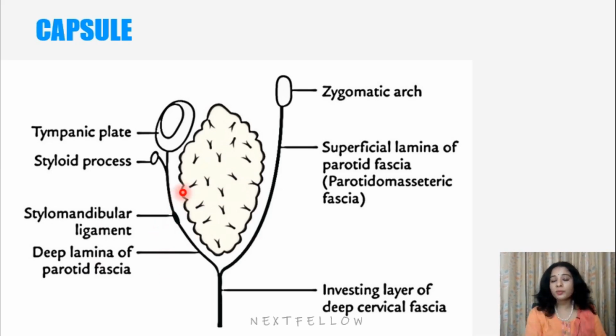So these points are to be noted. The parotido-masseteric fascia is nothing but the false capsule, which is the superficial lamina. It is quite thick and unyielding. If there is any collection of fluid in the parotid gland, it causes severe pain because of this fascia. Then the deeper lamina, which is thin and loose, gets thickened between the styloid process and the mandible to form the stylomandibular ligament, which separates the parotid from the submandibular salivary gland. So these points are to be noted.